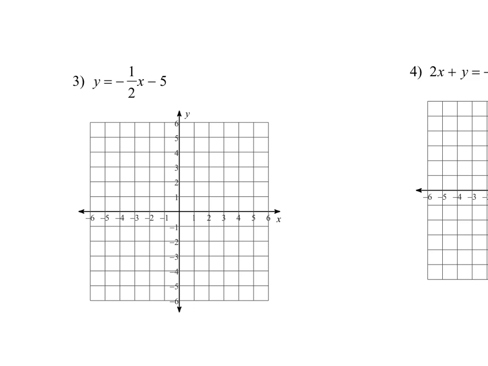Okay. Number 3 is one where you already have it in slope-intercept form, okay? It's in slope-intercept form because it's y is equal to some number times x, then plus or minus another number. You have to have it in slope-intercept form to be able to graph it. If it is in standard form, you cannot graph it. It's got to be in slope-intercept form.